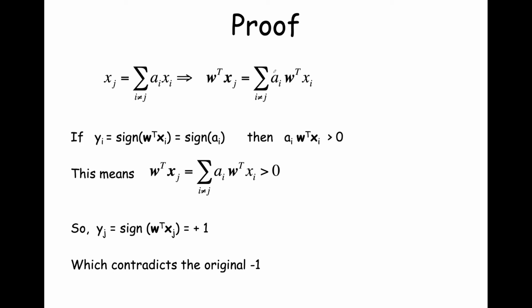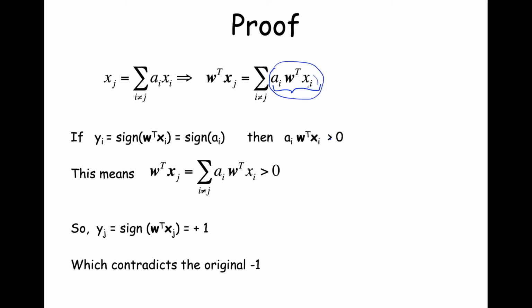And so if ai is positive, sign of W transpose xi inside here has to be positive. Positive times positive is positive. Likewise, if the sign of W transpose xi is negative, that means our ai is negative. Negative times negative is going to be positive. So that means for each term for which ai is non-zero, we're going to have that ai times W transpose xi, each term within that summation has to be greater than 0, because the sign of our coefficient matches the sign of the score W transpose xi for each one of those components that contribute to the definition of xj.